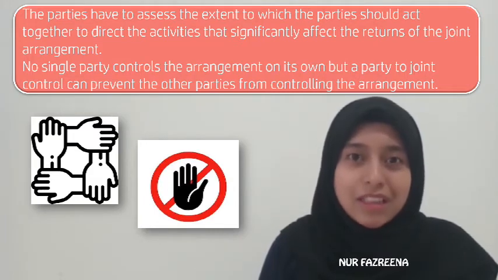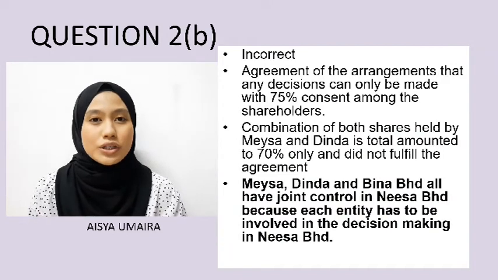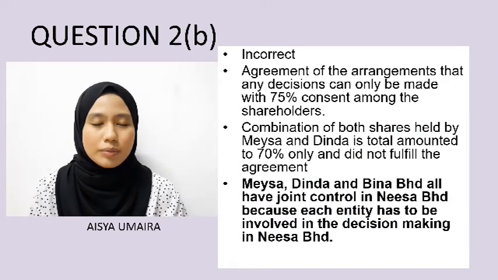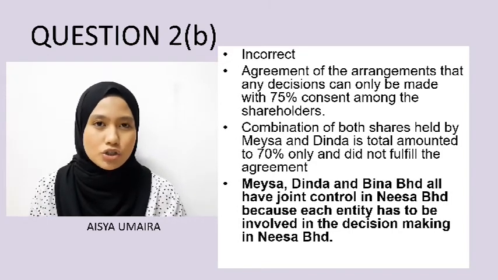For question 2b, the answer is incorrect. It has been stated in the Agreement of Arrangements that any decision should be made with 75% consent among the shareholders. However, the combination of Mesa and Linda only amounted to 70%, which did not fulfill the agreement.